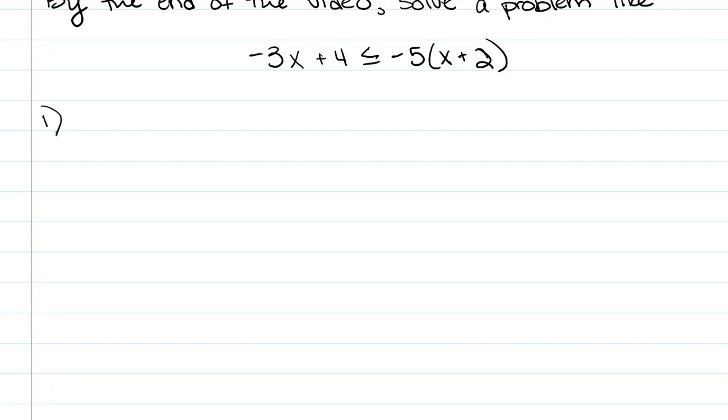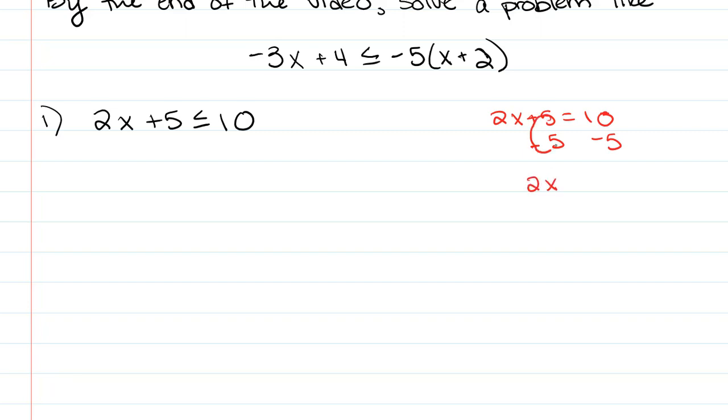With inequalities, you're solving the same way that you solve equations. So for example, 2x plus 5 is less than or equal to 10, right? If this were just an equation, in fact, let's write it down as if it were an equation. I would subtract 5 from both sides. 5 minus 5 is 0. 10 minus 5 is 5. And divide both sides by 2. And we get x equals 5 halves, or 1.5. Okay, so I'm taking the same steps. It's just that I'll have different solutions.